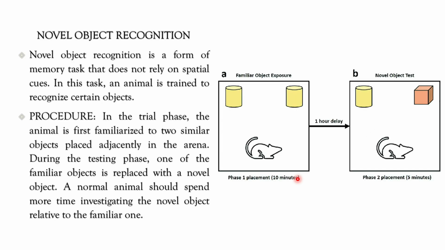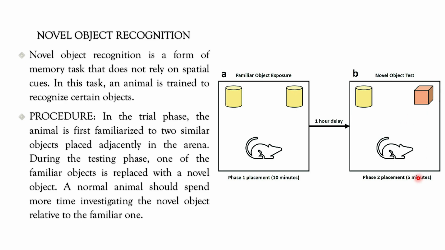Next is novel object recognition. This is again a memory evaluation test. In the first phase, we place the rat in an open arena. The arena is similar to that of the open field test. There's a square open arena where we place the rat, and there are 2 similar objects placed in the arena. The animal will explore both the objects in this phase, and in the next phase, we change one of the objects with a novel object.